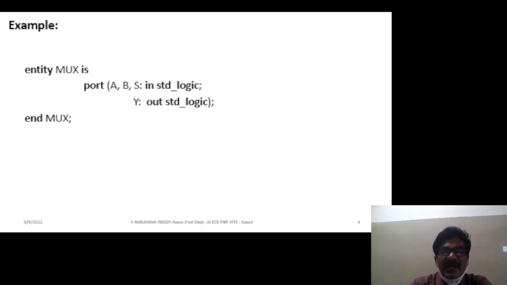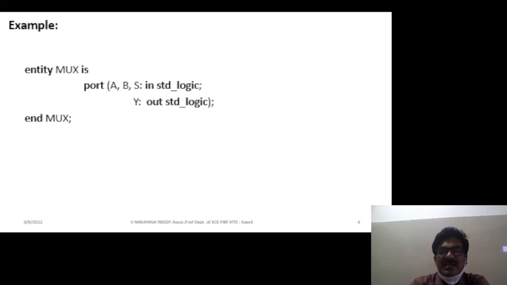So let us see where identifier is used. Entity followed by entity name. What is entity name? It is a user defined name. The user can write his own name, whatever name he or she likes, that name he or she has to place. Here I used mux. So mux is the identifier.